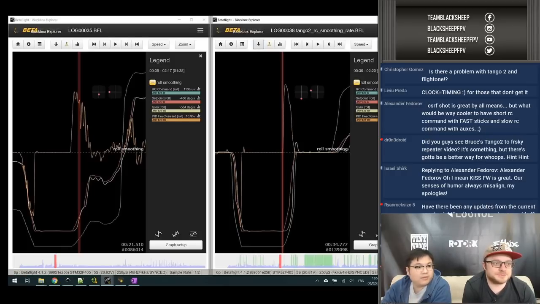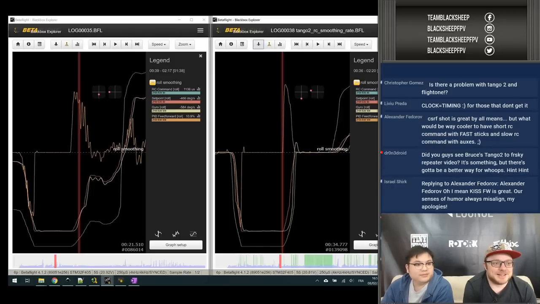Is there a problem with Tango and Flight 1? Not that I know. Yeah, never heard of one. Never flashed my Tyrannus to CRSFshot. I wonder how much of the wonderful smoothness of the T2 is just from that. You gotta try. But it's definitely noticeable. I appreciate the T2, however, I'd like the new T16 from Radio Master.